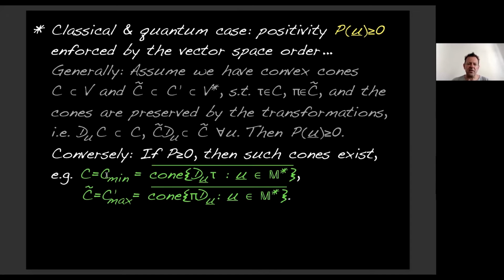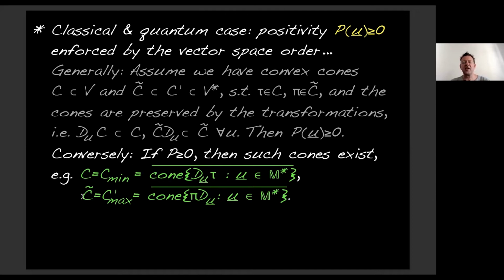Okay, so C min, for example. Every cone that we want to consider that contains tau must contain C min, because the cone has to be stable under the D maps. So with tau, we also need to include all of those D_u applied to tau, and the same for C tilde. These two cones are the smallest ones that we potentially can consider.